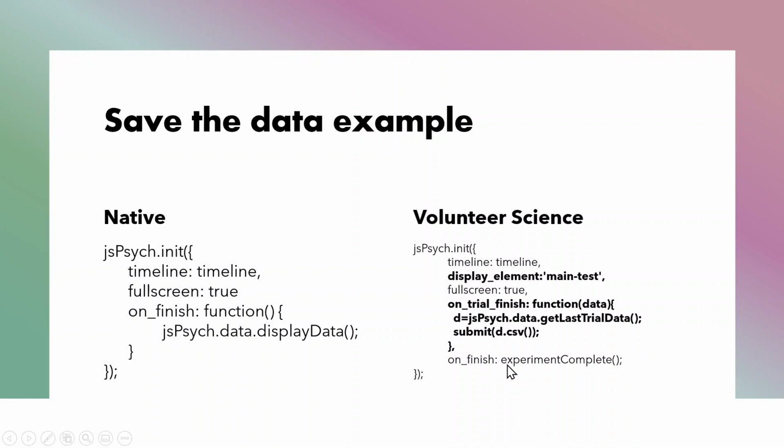So when the study is actually over, Volunteer Science has a specific function that we call so that our system knows that the study is over. And so you want to use that. It's experiment complete. So on finish, we call experiment complete.